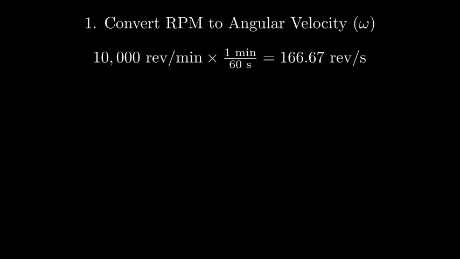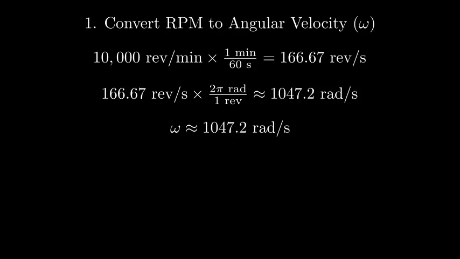First, let's convert the rotational speed into the units we need for our formula. The motor spins at 10,000 RPM, or revolutions per minute. We need to convert this to angular velocity, omega, which is measured in radians per second. First, we convert revolutions per minute to revolutions per second by dividing by 60. This gives us about 166.67 revolutions every second. Next, since there are 2 pi radians in one full revolution, we multiply by 2 pi to get our angular velocity. This gives us an omega of approximately 1047.2 radians per second.